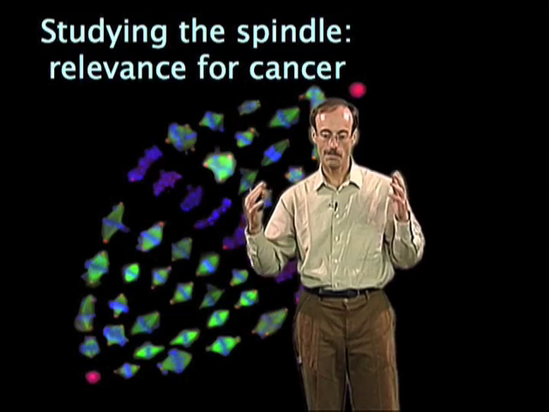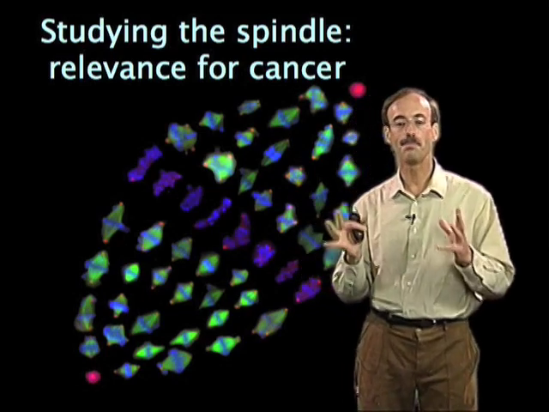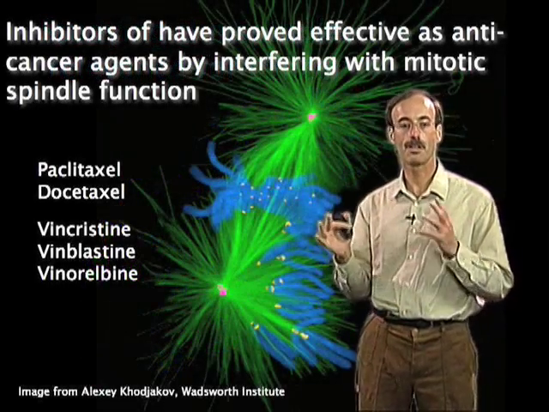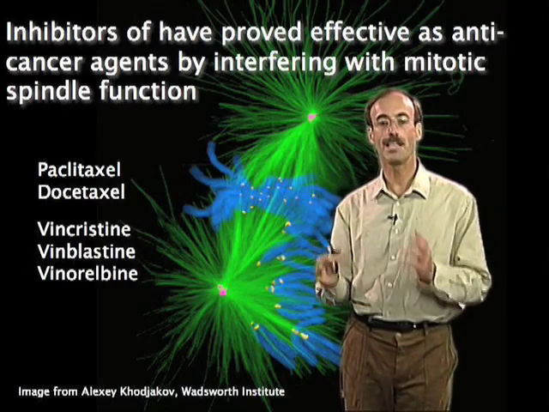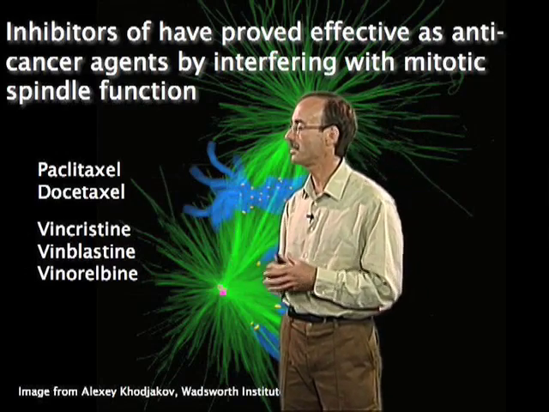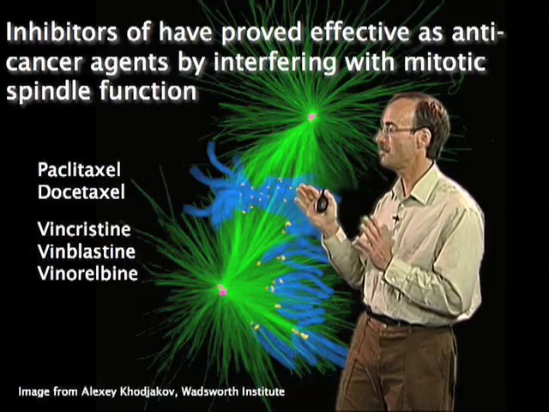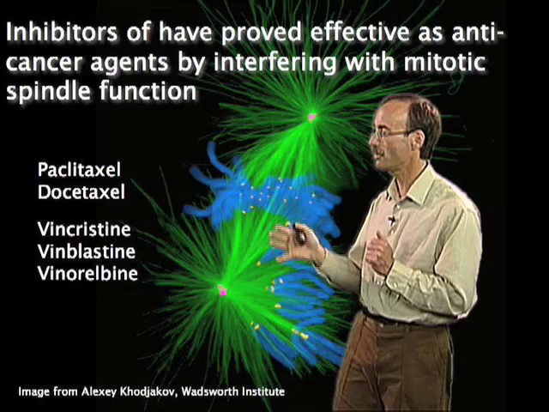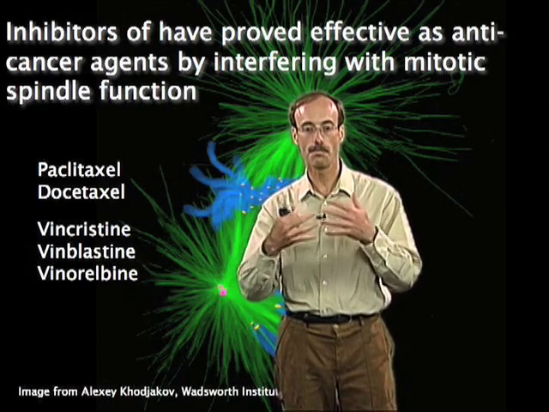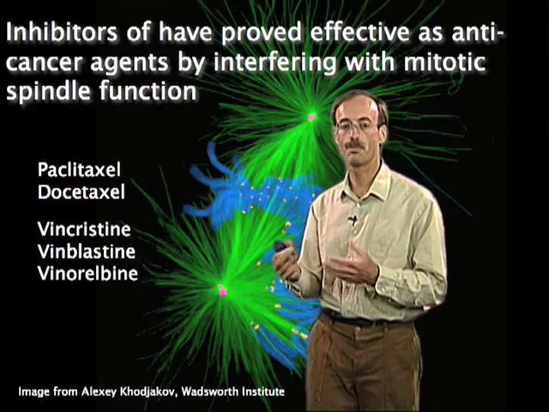So as I mentioned at the very beginning of this lecture, understanding the mechanism of spindle assembly also has a lot of important medical implications. Many of the drugs that we currently use to treat cancer work by interfering with mitotic spindle function. Some of these, like Taxol, vincristine, vinblastine, vinorelbine, all work by affecting microtubules and interfering with mitotic assembly. And they're very effective anti-cancer drugs. They block cell division of tumor cells and then interfere with tumor growth.